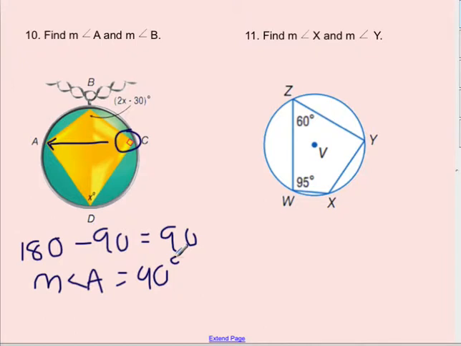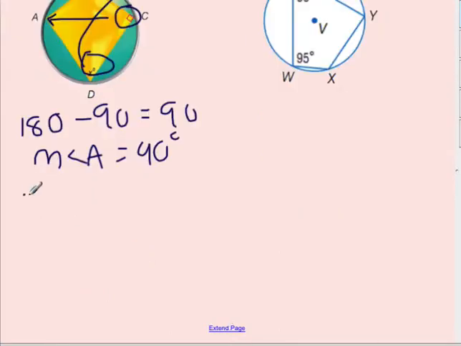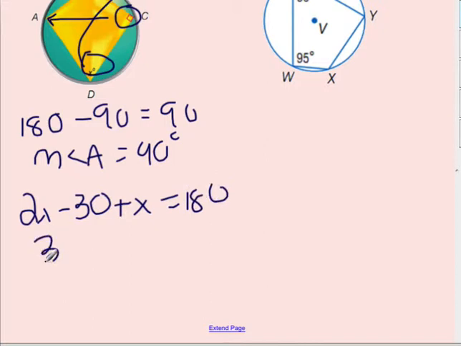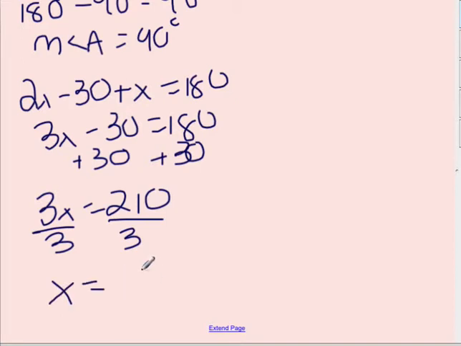Now we want to find the measure of angle B. So that means 2x minus 30 plus x needs to add up to 180. So then we have 3x minus 30 is equal to 180. Then we add 30 to both sides, and I end up getting 3x is equal to 210. Divide both sides by 3, and then we get that x is equal to 70.